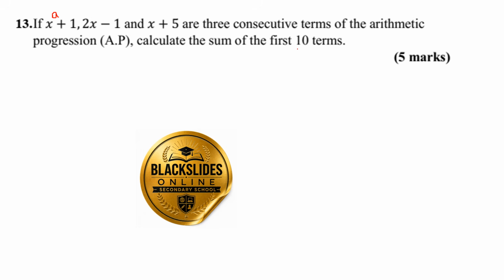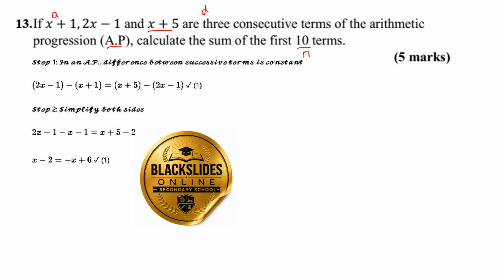And then we have the number of terms, N. What else do we know? We need to work out the common difference since this is an arithmetic progression. So first of all, work out the common difference.